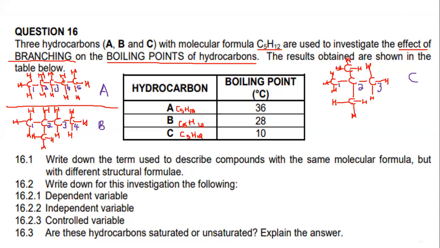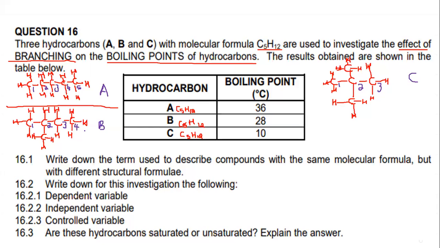Why? Because this is the one with the shortest chain length. This is the one with the smallest surface area altogether. So it must be the one with the weakest intermolecular forces. So it must be the one with the lowest boiling point. So if this one has the lowest boiling point, then we'll identify this one as C, and then we will identify this one as B.